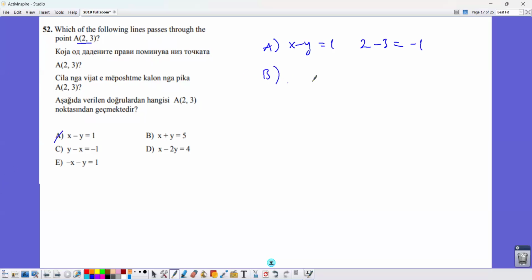When we are coming to B, x plus y is equal to 5. 2 plus 3 is equal to 5. Yes, this one works. So your answer is B. C, D, E, even if you try, you will see that it's not working.